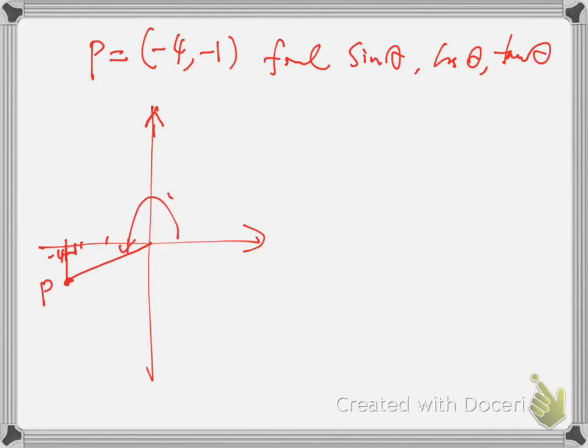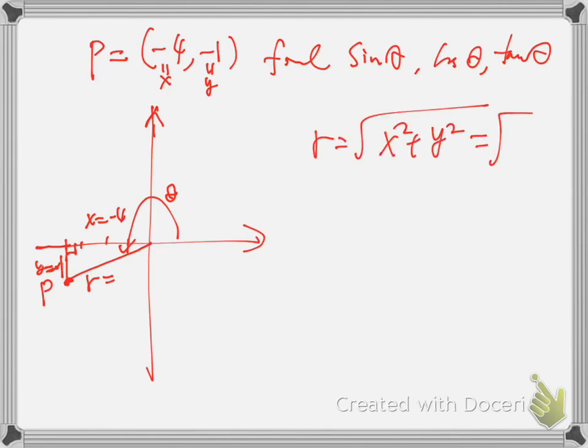So this is our rotation angle theta. P is (-4, -1), so x is -4, y is -1. So what is r? Pythagorean theorem, right? r is the square root of x squared plus y squared. So this is 1 plus 16, which is radical 17. So r is radical 17.